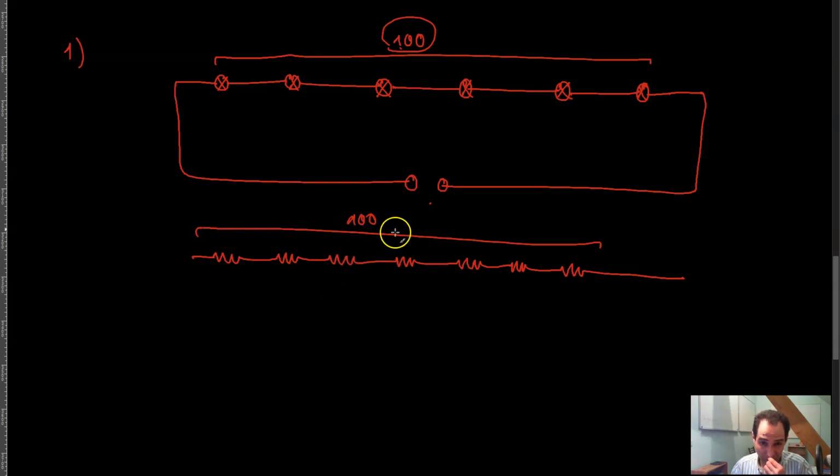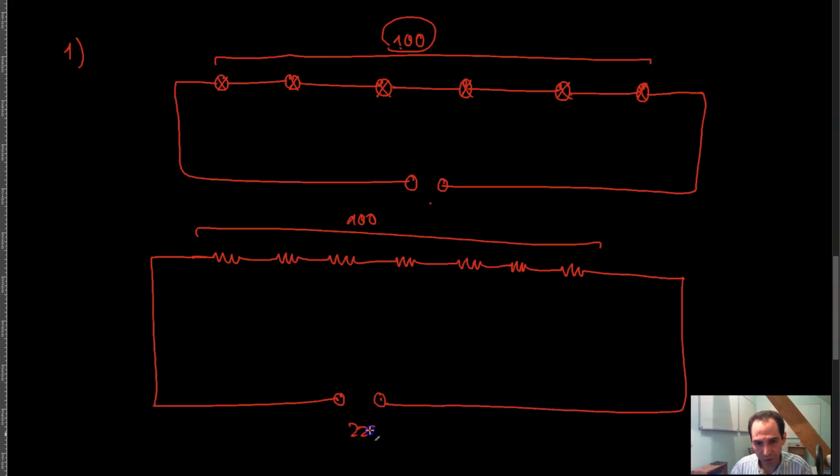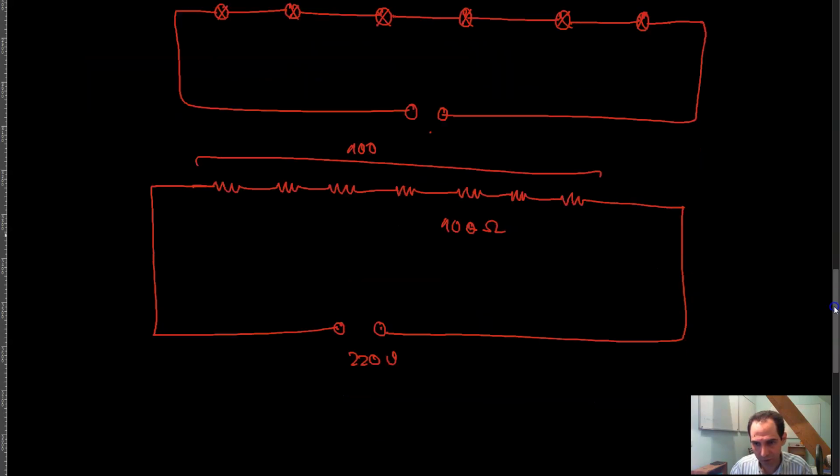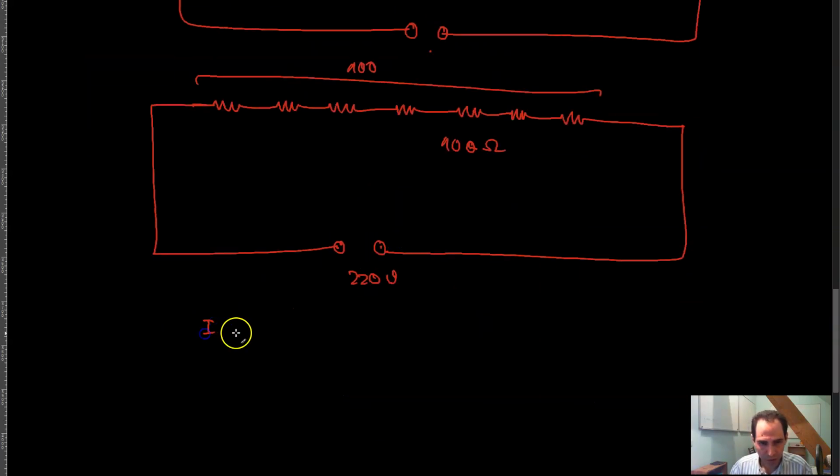And then if each of those resistors has 1 ohm resistance, then 100 times 1 is equal to 100 ohm. And 100 ohm on 220 volts would be basically, I is equal to V over R. So that would be 220 volts divided by 100 ohm. That's the same thing as 2.2 amps.